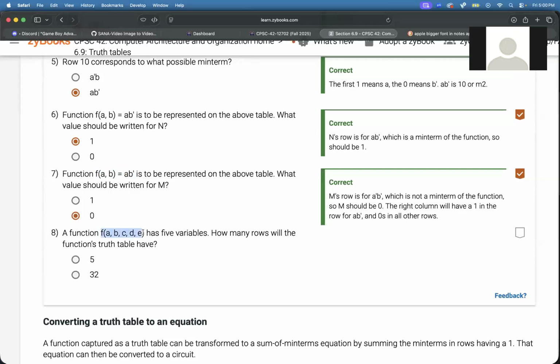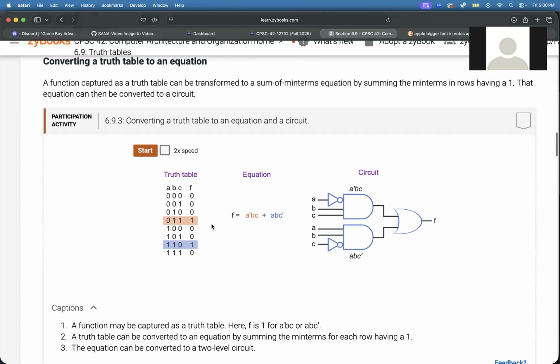The function of A, B, C, D, E has 5 variables. How many rows should it have? Well, it's 2 to the power of whatever number of variables you have. So if you had 5 variables, it'd be 2 to the fifth, which is 32 rows. All right. We have done this.